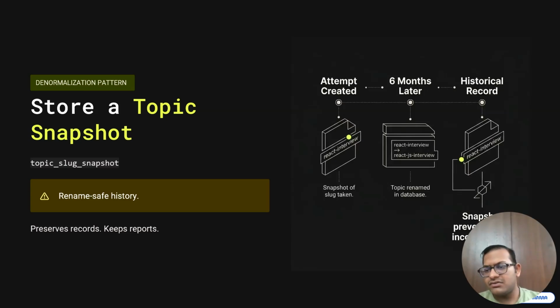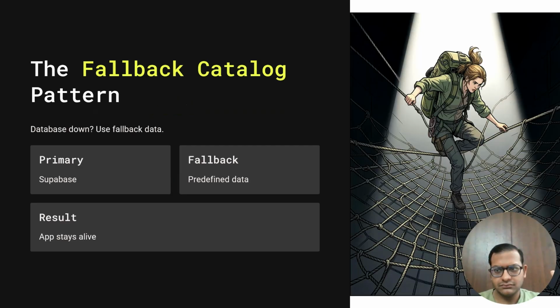See, each interview is going to store a topic slug snapshot instead of always looking up the current topic. Why? Imagine changing React interview to React JS interview 6 months down the line. Historical attempts should still know which topic existed when they were created. That's why snapshots matter.